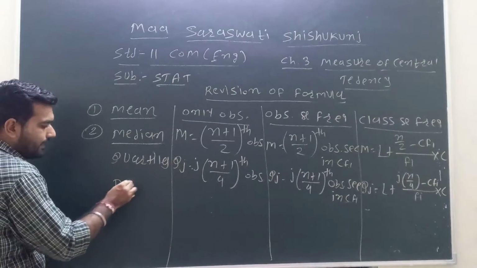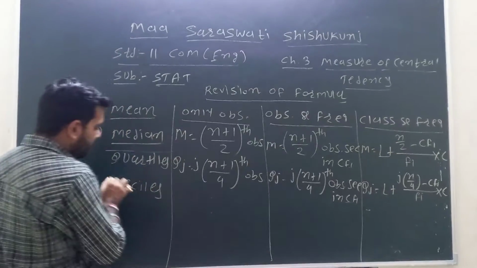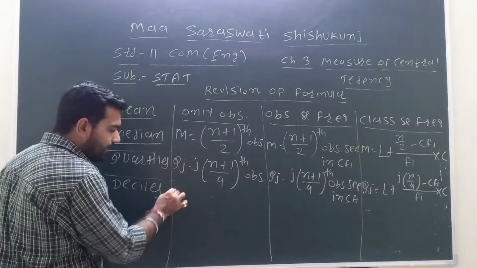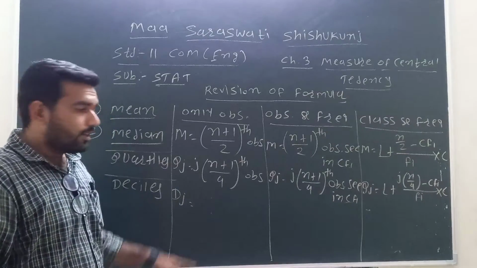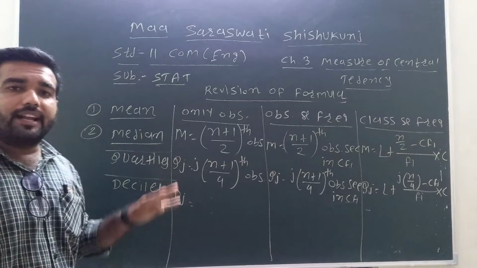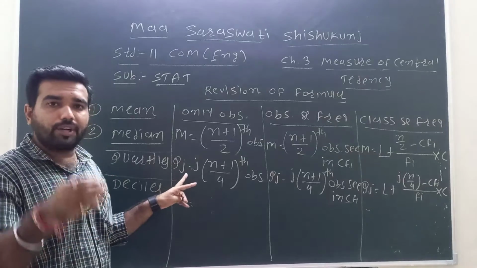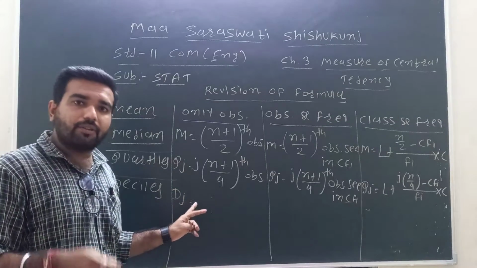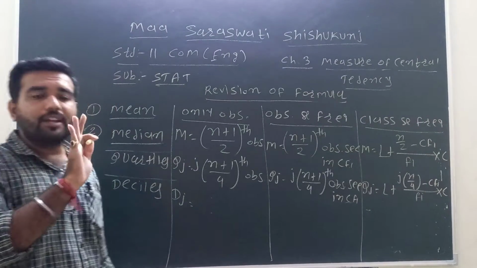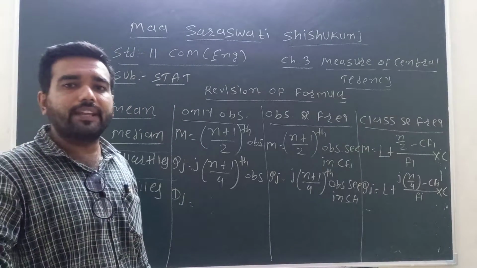Next are the deciles. Here Qj becomes Dj. Quartiles are divided by 4 because there are 4 parts. Deciles have 10 parts, so we divide by 10. Here Dj is equal to either D1, D2, D3 up to D9. D20 and D25 are not there; it starts from D1 and goes up to D9.